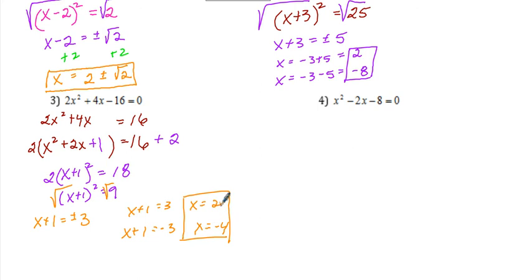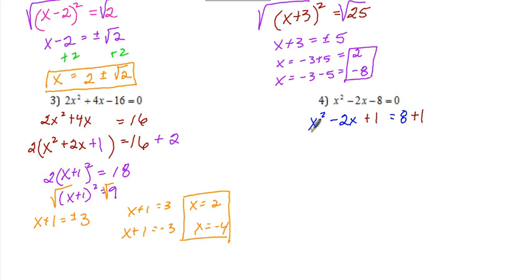Number 4, a little simpler version of completing the square, so let's do this one more. Step 1, move the c term to the right of the equals. Step 2, take half of b and square it. Half of b is negative 1. Negative 1 squared is positive 1. Do not forget to put positive 1 on both sides.